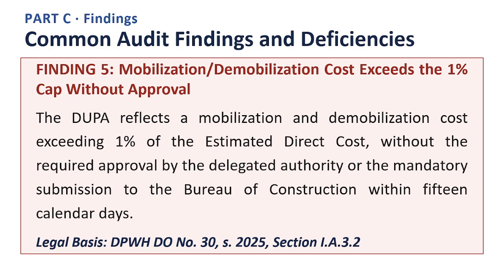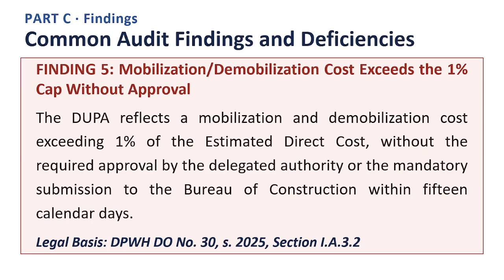Finding number 5. Mobilization, demobilization cost exceeds the 1% cap without approval. The DUPA reflects a mobilization and demobilization cost exceeding 1% of the estimated direct cost, without the required approval by the delegated authority or the mandatory submission to the Bureau of Construction within 15 calendar days. The legal basis for this finding is DPWH Department Order No. 30, Series 2025, Section IA 3.2.